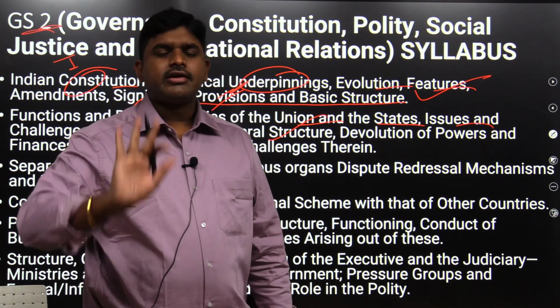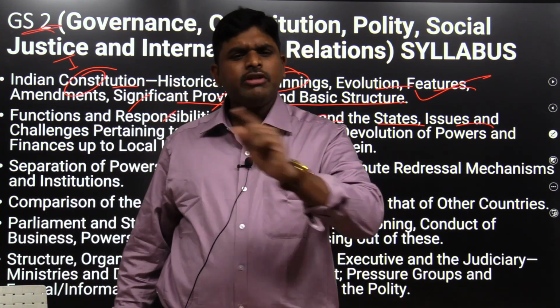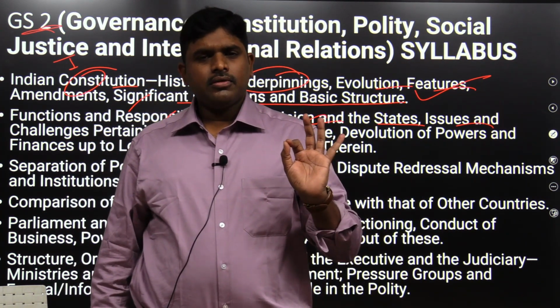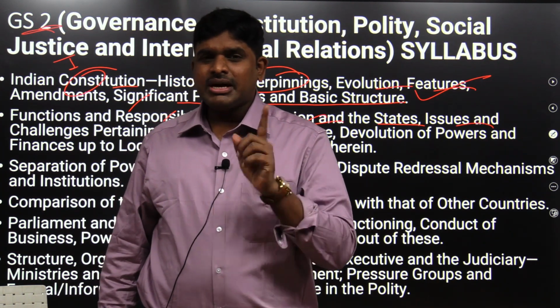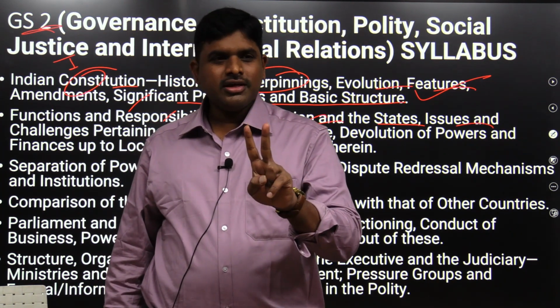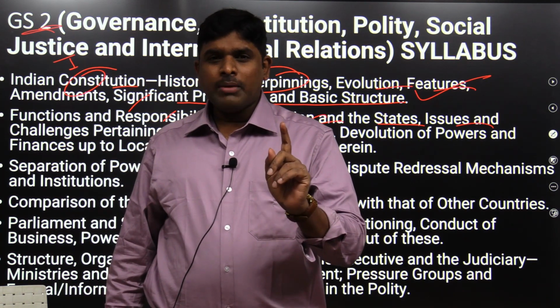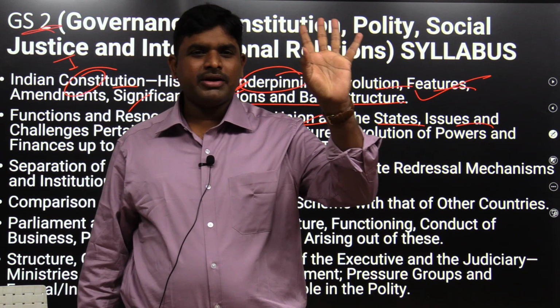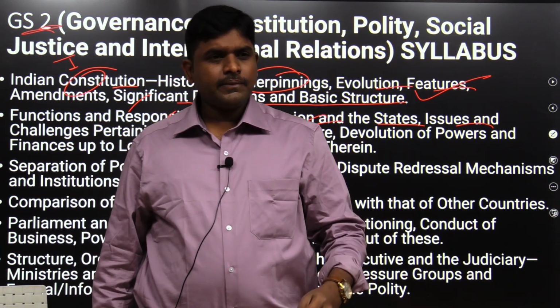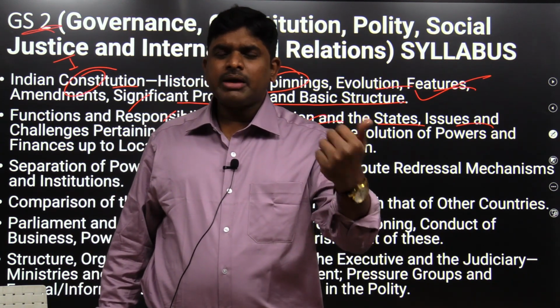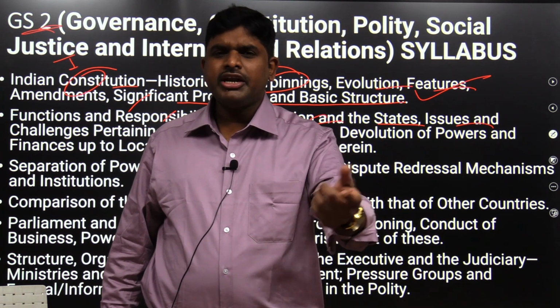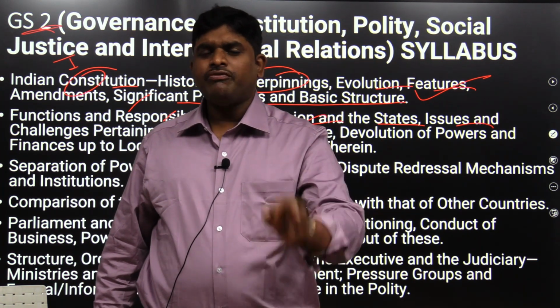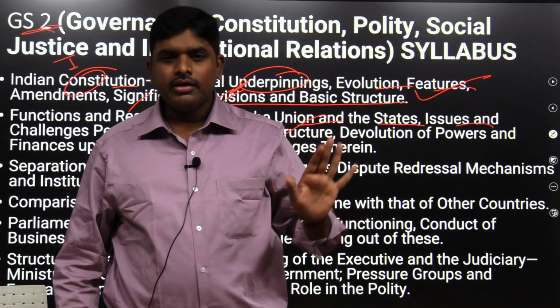Federal system means governance. Compulsorily, one question will be there on the federal system. When there is a question on the federal system, compulsorily we have to go through two commissions' recommendations. One is the Sarkaria Commission recommendation, the second is the Punchhi Commission recommendation. Without adding Sarkaria Commission recommendations and Punchhi Commission recommendations, your center-state relations or federal system answer is incomplete, fix it in your mind.